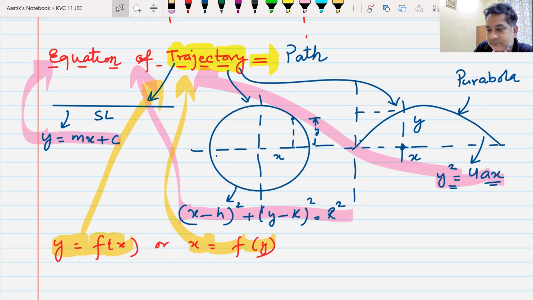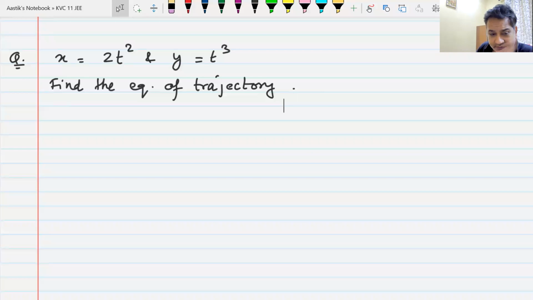Sir, I substituted in y square is equal to 4ax, sir. Why? Just like that. What has this question got to do with that question? Think about it. It's a question of maths. It's not a question of physics at all. The trajectory or the path is basically maths. You have to find the equation of trajectory, nothing else.